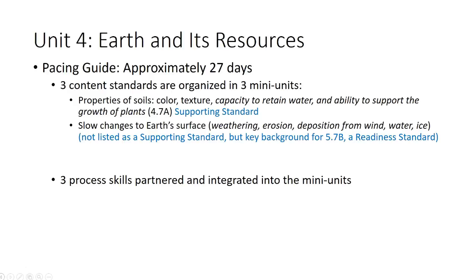The second of the 3 mini units is slow changes to the Earth's surface. Now, in 3rd grade, they looked at rapid changes to the Earth's surface. They looked at volcanoes, earthquakes, and landslides, which happen in a matter of minutes to days. In contrast, in 4th grade, we look at slow changes to the Earth's surface, which are caused by weathering, erosion, and deposition from wind, water, and ice. And these slow changes take millions of years.